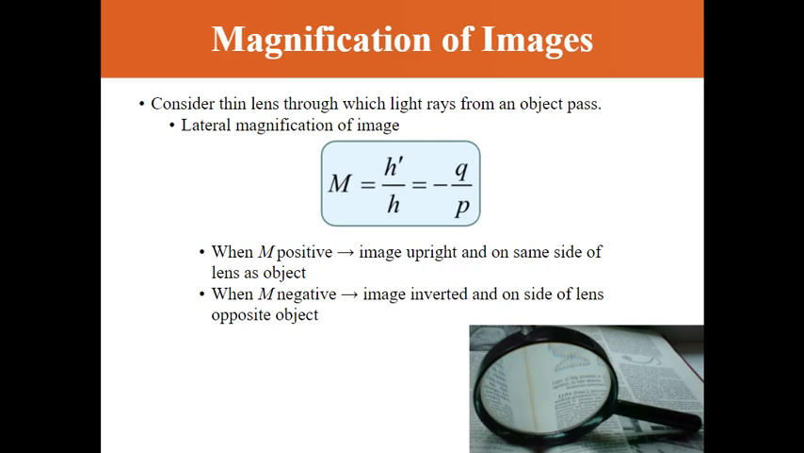A positive magnification tells you that the image is upright and it's on the same side of the lens as the object. That means it's virtual. The rays appear to emerge from the side of the object, even though they're not actually converging anywhere. If M is negative, the image is inverted and it's opposite of the object, so the refracted rays are actually converging and you have a real image.